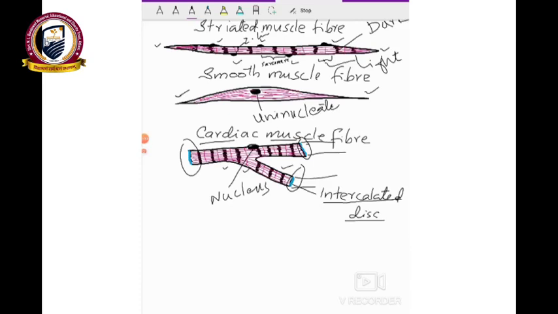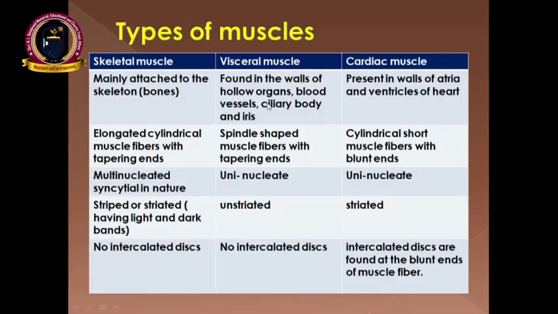So just remember the three different types of muscle fibers. One, as we see in the skeletal muscles, striated muscle fiber. The next, which we see in the smooth muscle fibers or visceral muscle fibers. And the third one is the cardiac muscle fiber. Okay, types of muscles we are looking into.